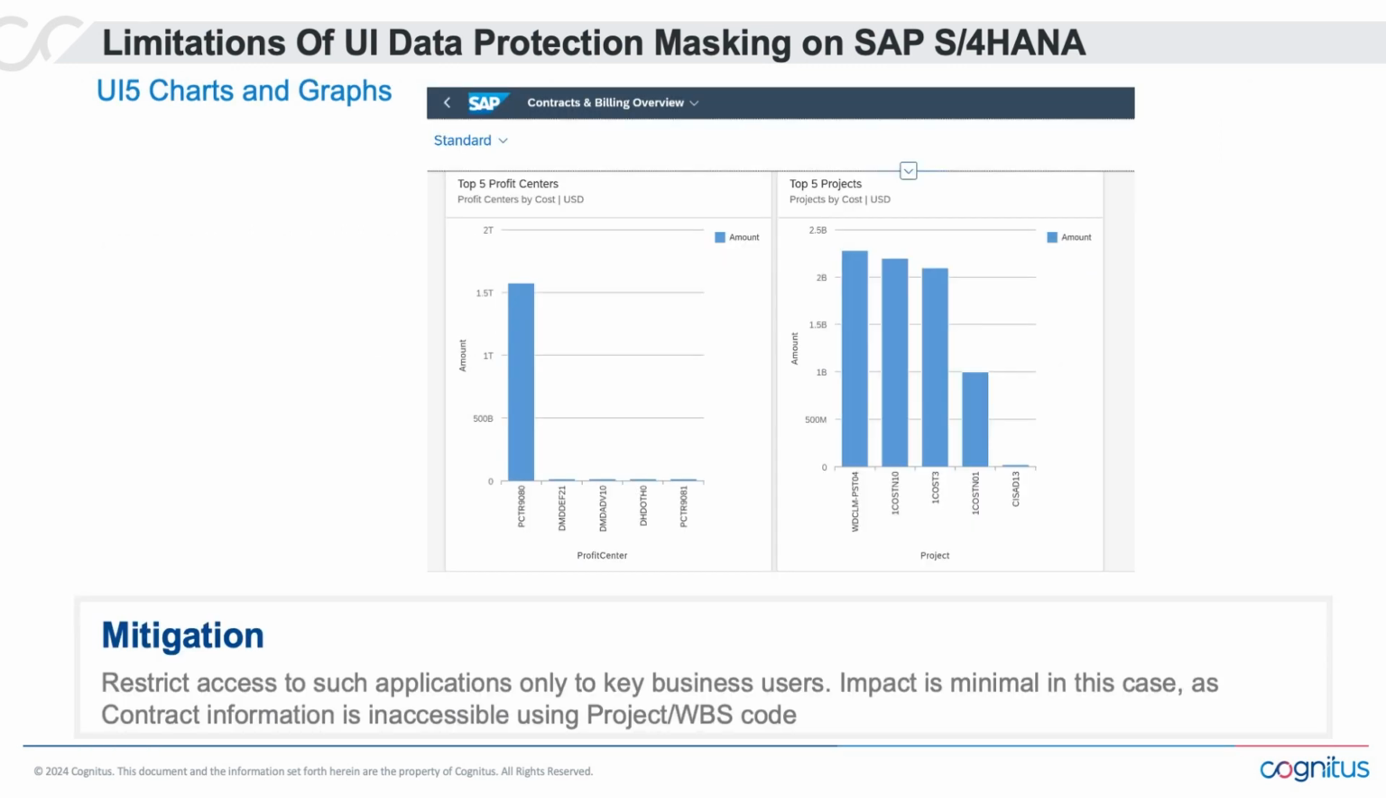Right. The next is UI5 charts and graphs, which are again not supported for masking. So in this example, if we look at profit center or project names, such values cannot be masked. One way to mitigate this is to restrict access to such applications to only key business users.